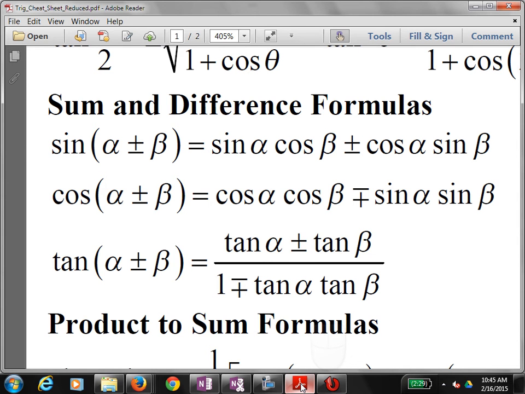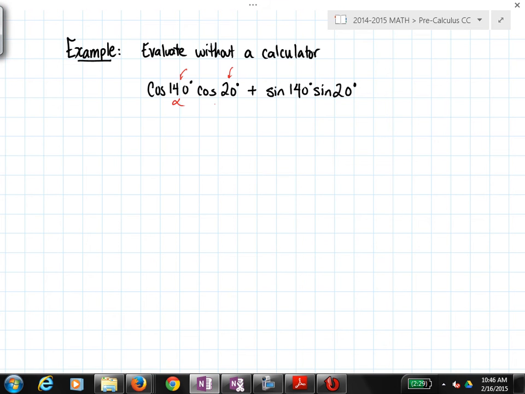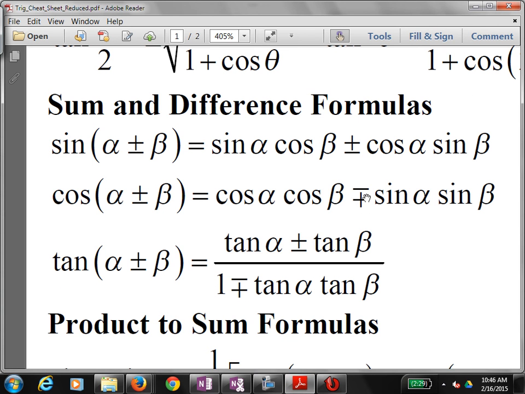You can see here that we have cosine, cosine. Our formula says plus sine, sine. So I have to use a sign on the bottom, so it's going to be cosine of alpha minus beta. If I go back to this right here, you can think of this as alpha, this as beta. Since there's cosine, cosine, sine, sine, but there's a plus sign between them, I have to use a minus sign on the bottom, so it's going to be cosine of alpha minus beta.